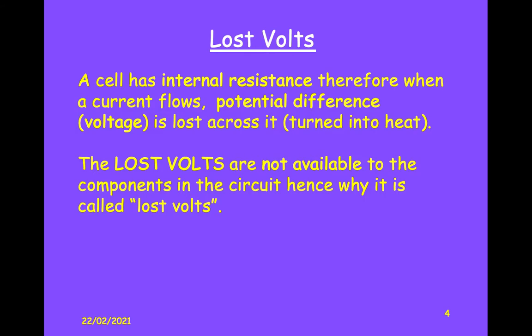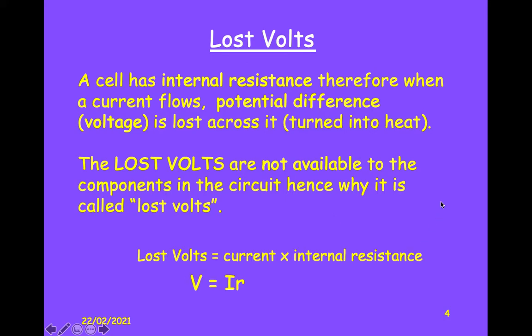Lost volts is another term that we need to know about. So lost volts is basically the lost voltage that occurs because of the fact that we've got this little bit of resistance in our cell. So the resistance in the cell means that the e.m.f that we could provide to the circuit is not the same as what actually gets provided to the circuit. The difference between the two is the lost volts. So lost volts is worked out by doing current times the internal resistance.